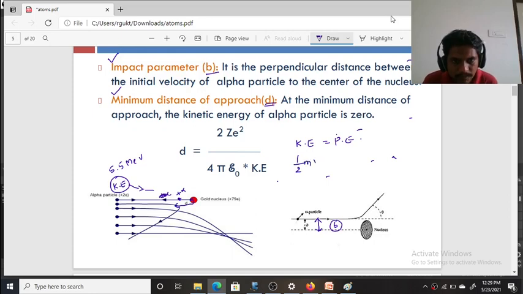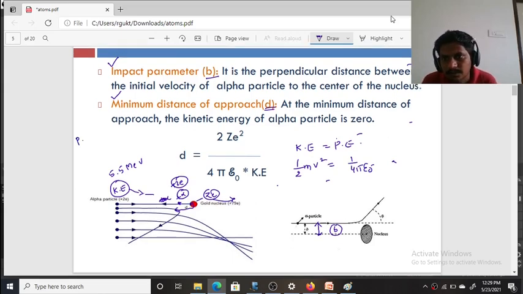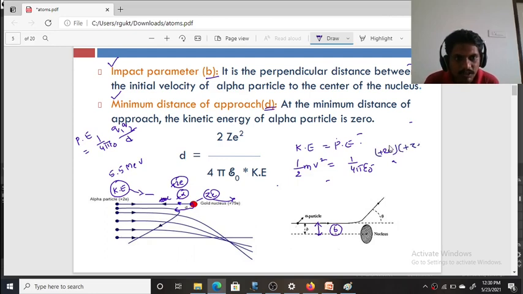One by two m v square, or simply KE, is equal to the potential energy, one by four pi epsilon naught, for two charges. The charge of the alpha particle is plus 2e and the charge of the gold nucleus is plus Ze, where Z is 79. The expression for potential energy is one by four pi epsilon naught q1 q2 by r, where r is the distance between the charges. What is the first charge? The alpha particle. What is its charge? Plus 2e. So plus 2e into plus Ze, the charge of the gold nucleus, divided by distance d. We can write it as d equals 2Ze square by four pi epsilon naught into half m v square.